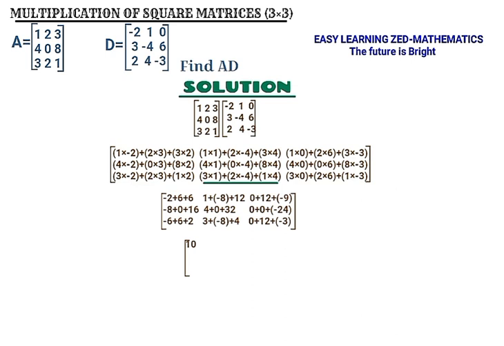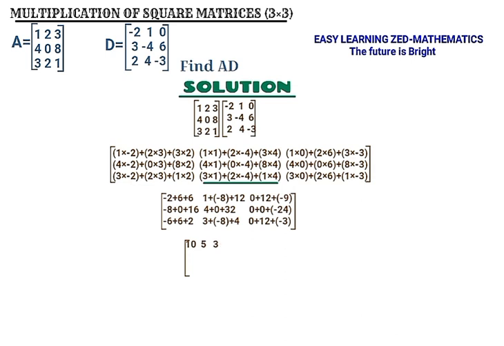Then come to the middle here. 1 plus negative 8 will give us negative 7. Negative 7 plus 12 will give us positive 5. Then 0 plus 12 will give us 12. 12 plus negative 9 will give us positive 3.